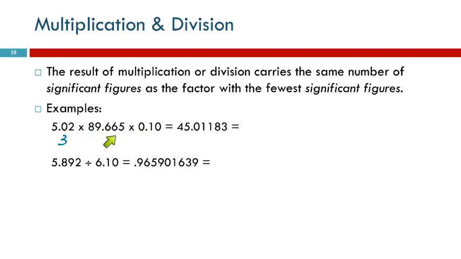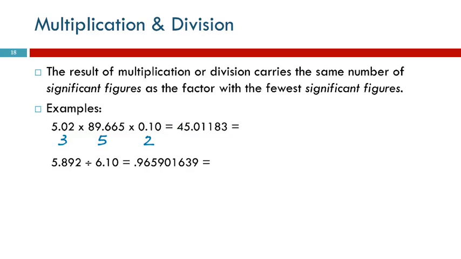How many sig figs in this one? 5. That one should be easy, no zeros. How about this one? 2. The leading 0 doesn't count. The trailing 0 does because there's a decimal point. So that's the hard part. This is the easy part. Which is smaller, 3, 5, or 2? 2. Okay, so we're going to round our answer and just keep 2 digits.